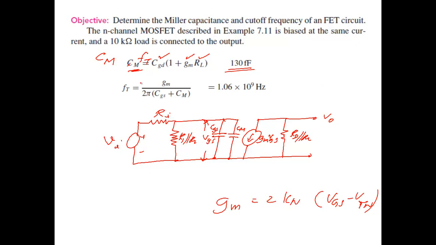Now fT is again very easy. It will become gm divided by 2 pi (CGS plus CM). That's the equation that we have. gm is known, CM is known, CGS is known, and you can easily find out the unity gain frequency. That's how we need to solve this problem. Okay, very good.